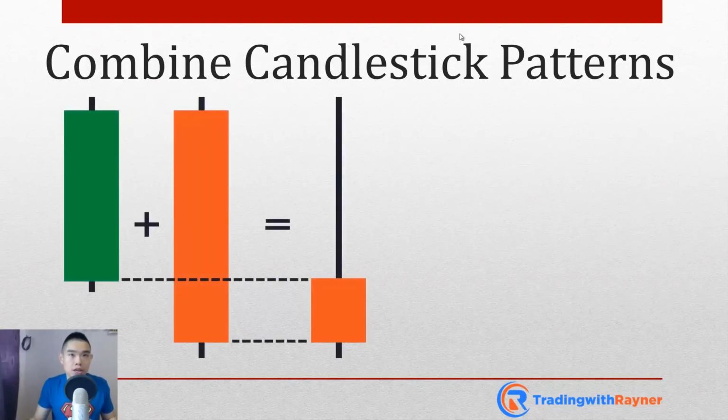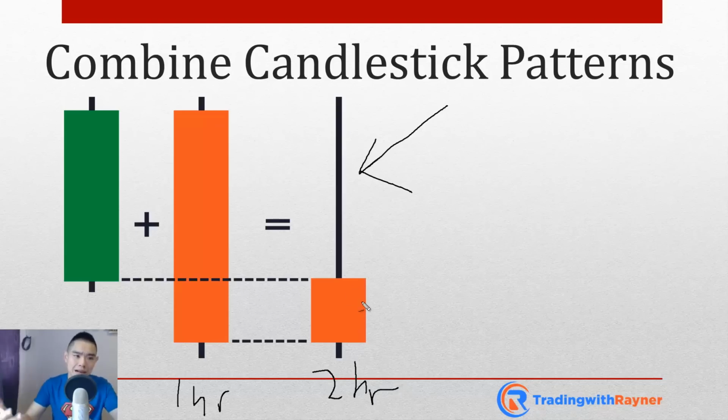If you look at this, just imagine that this is a 1 hour candle. The green one is 1 hour. The red one is 1 hour. So now, when you combine these two candlestick patterns, what time frame is this candle going to be? Well, 1 hour plus 1 hour, this will be a 2 hour candle. How did this 2 hour candle come about? Very simple. A 2 hour candle simply identifies the high over the last 2 hours, the low over the last 2 hours, the opening price of the first hour, and the closing price at the second hour.